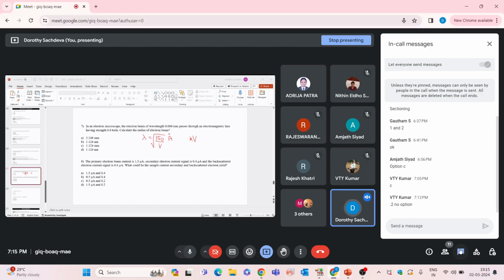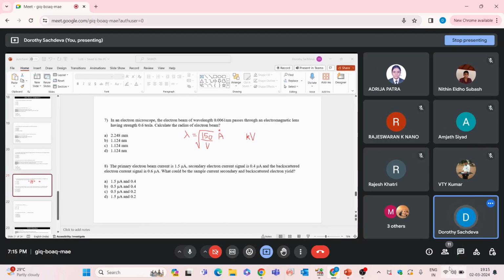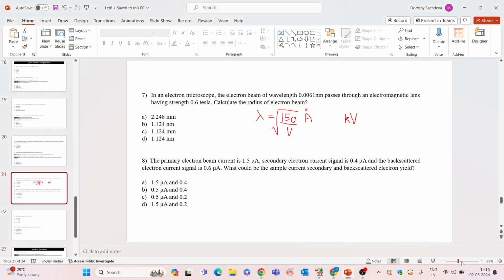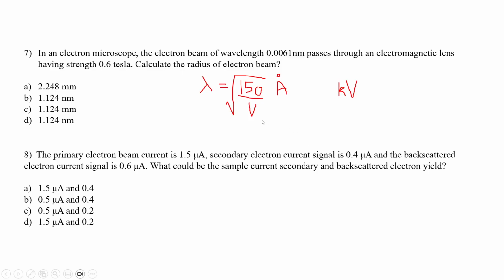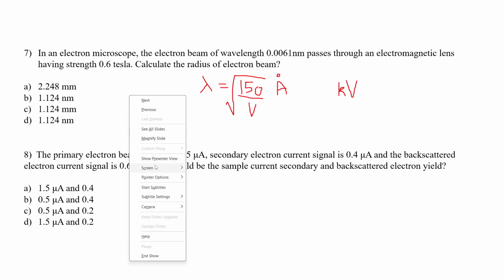Sample current, but that option is also not given, no? Okay, sample current you are saying. Okay, then there is my mistake. Okay, sorry. Yeah, sorry. Thank you.